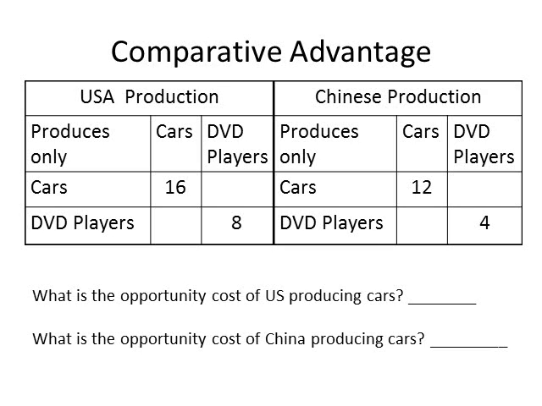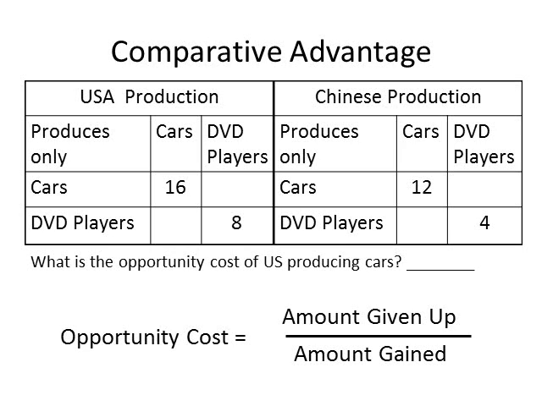Now we need to answer two questions. What is the opportunity cost of producing cars in the United States, and what is the opportunity cost of producing cars in China? To find the answer to the first question, we need to start by writing down the formula for the opportunity cost, which is the amount given up divided by the amount gained.